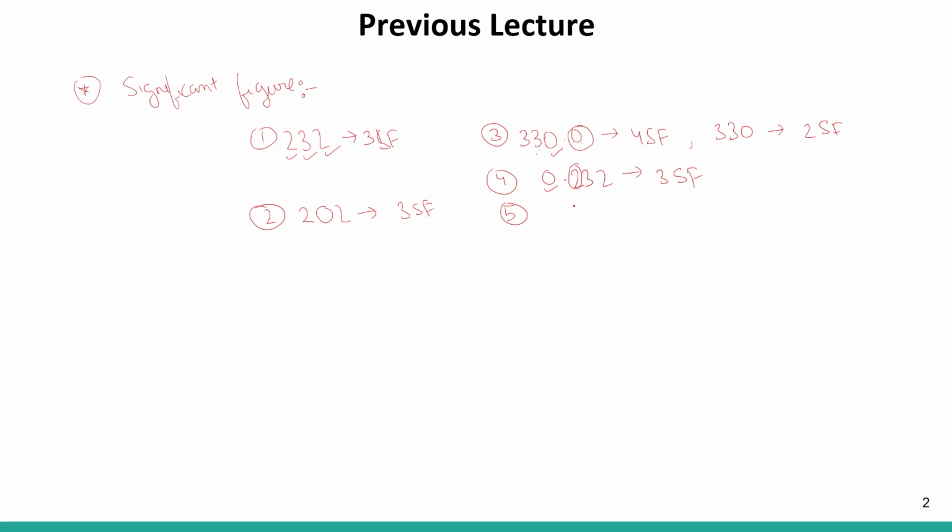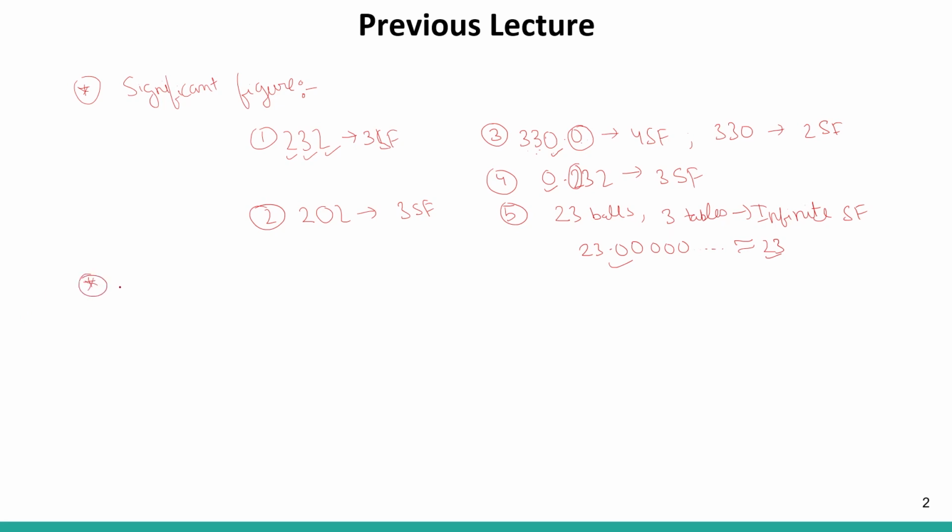The last one was that counting numbers like 23 balls or 3 tables will have an infinite number of significant figures. Why? Because suppose this is the number of balls, I can put infinite zeros and it will still be equal to 23. So that value does not change. So it will have an infinite number of significant figures.